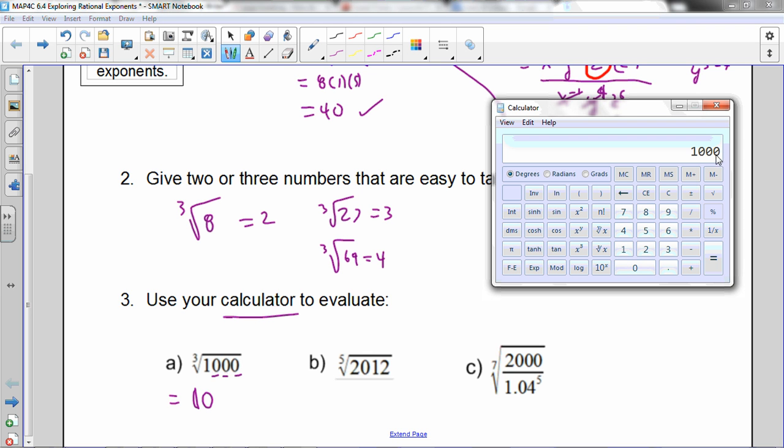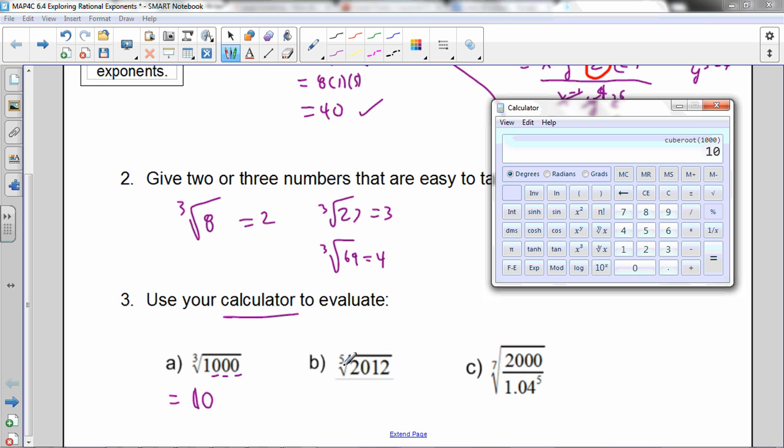1,000 has to go in first, and then this has a cube root button. You might have to press inverse or second function to get that cube root, but that's how you do it. And the cube root of 1,000 is 10, so it's still 10. Now this one won't go evenly.